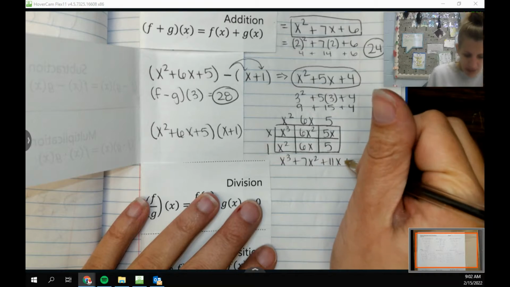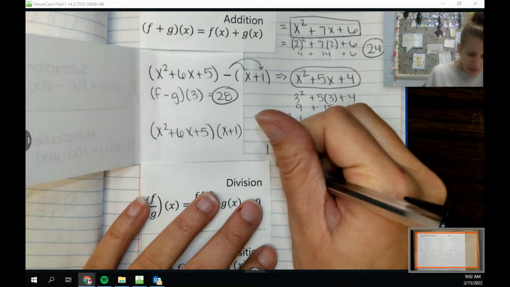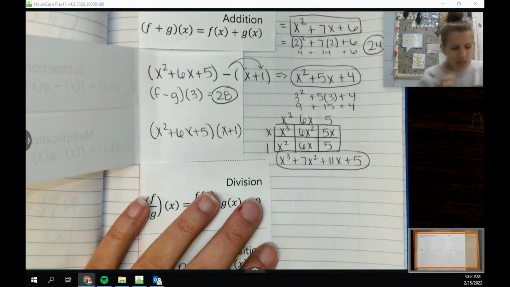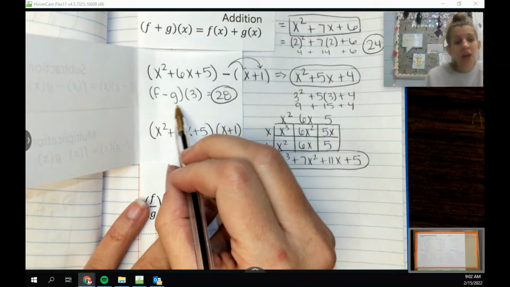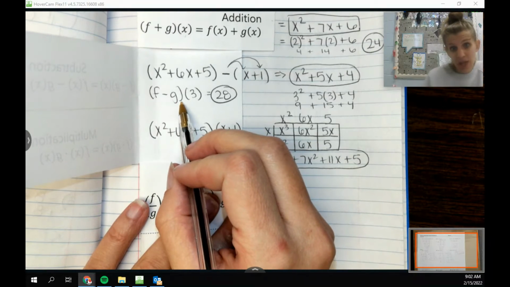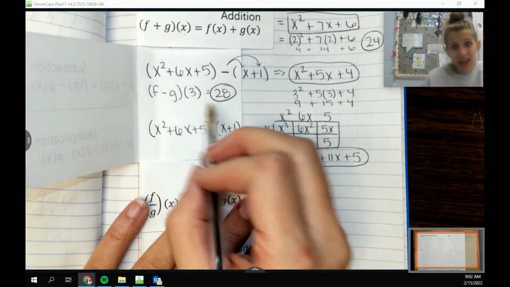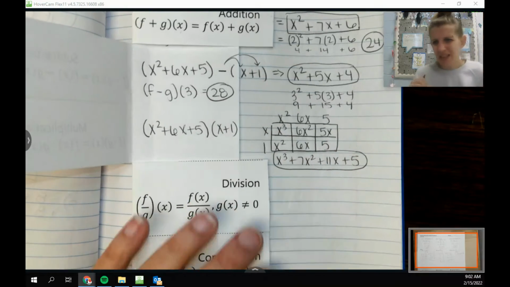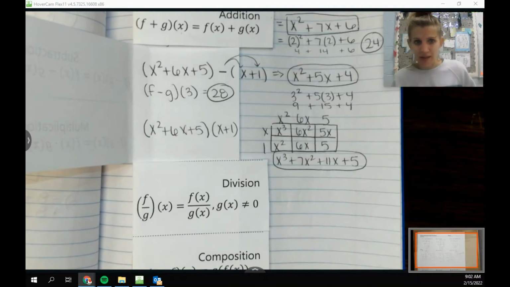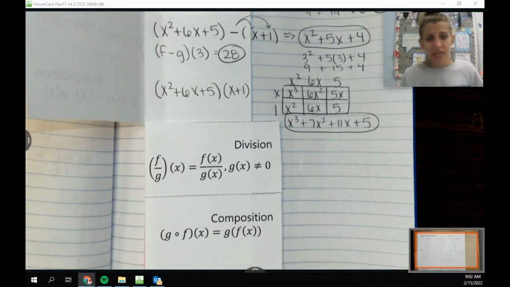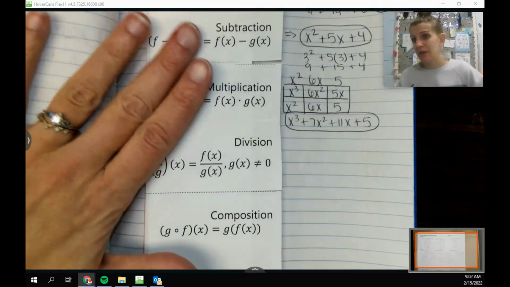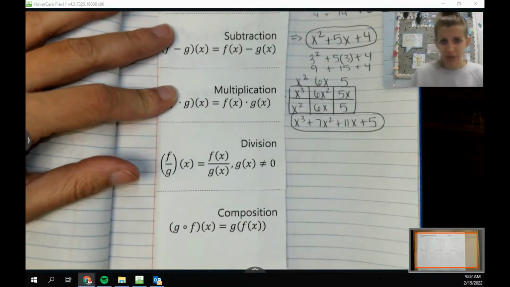11x plus 5. And maybe just for time's sake, we could do something where I do f times g of a number, and I would just plug that number in. But I think you're getting it, so I'm going to maybe not do that. Just because division and composition are a little bit trickier, I want to spend a little bit more time with those. These are all pretty straightforward.